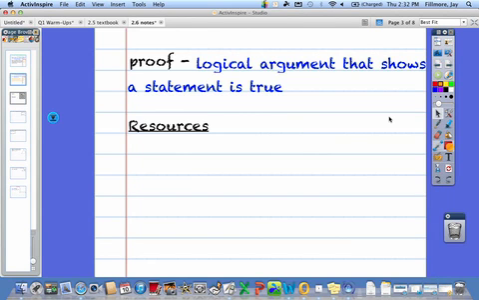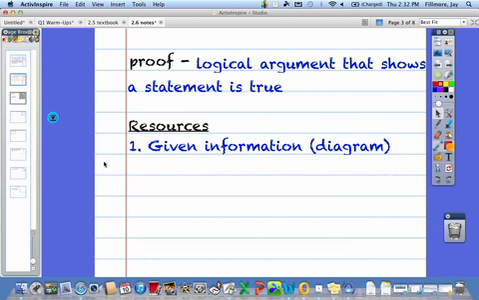Some resources that you can use for proofs are, 1, in a geometry proof, you're always given some information you can use. Like the fact we were given that you already had 5 tardies. We could use that to conclude that your next tardy would be your 6th tardy. In geometry, a lot of times given information is your picture. A lot of times you can use your picture.